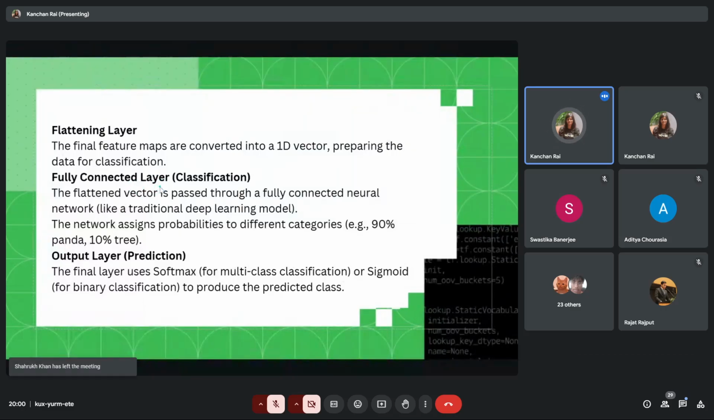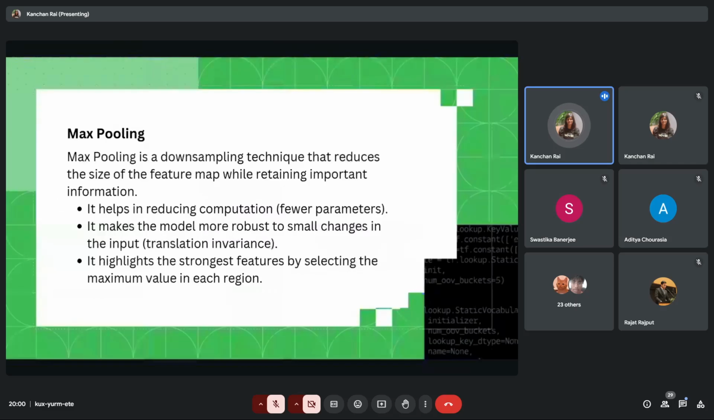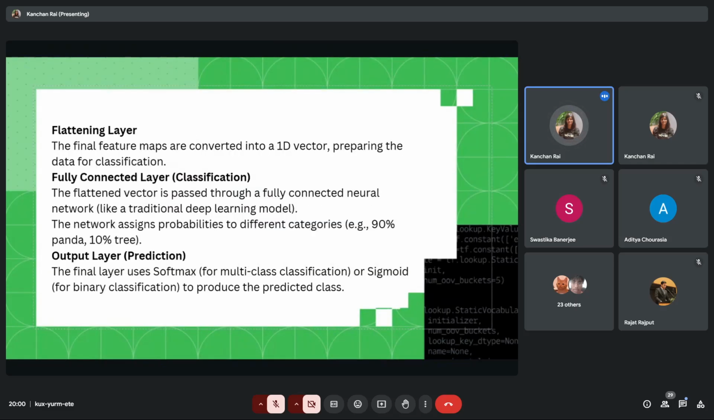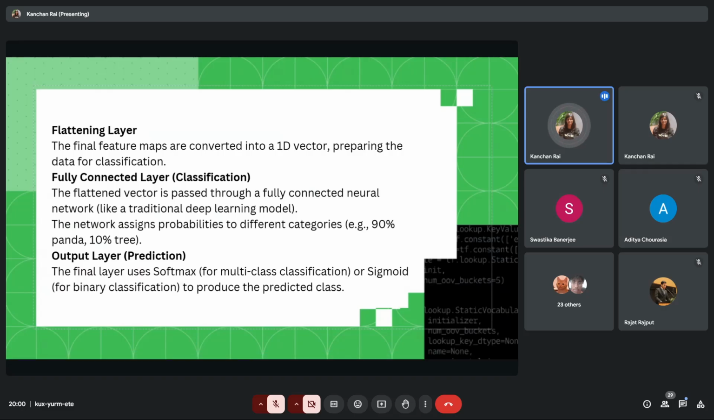You can use something else too. There is softmax, and then you assign categories to it. 90% it is panda according to the model, 10% it is trees. So the model is 90% sure, and it is a classification tool. So yes, this is a panda. The final layer uses softmax for multi-class classification. Multi-class classification means you have many classes. In the image you have to identify the panda, also the tree, and suppose there is one more animal, a koala, so you are identifying 3 things. So the final layer uses softmax for multi-class classification.